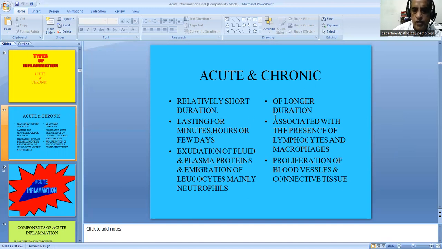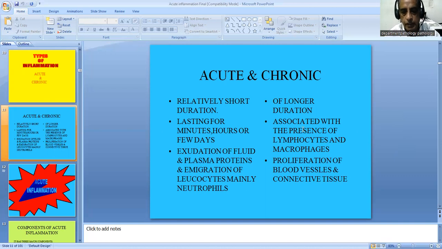The cells of chronic inflammation are lymphocytes and also macrophages. Whereas acute inflammation is characterized by the presence of neutrophils chiefly. Acute inflammation is exudative in nature and chronic inflammation is proliferative in nature.